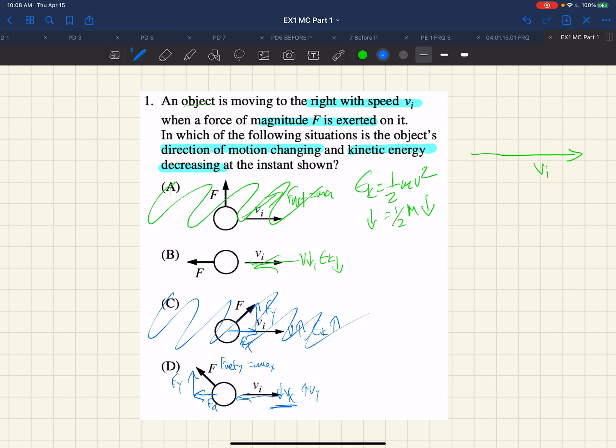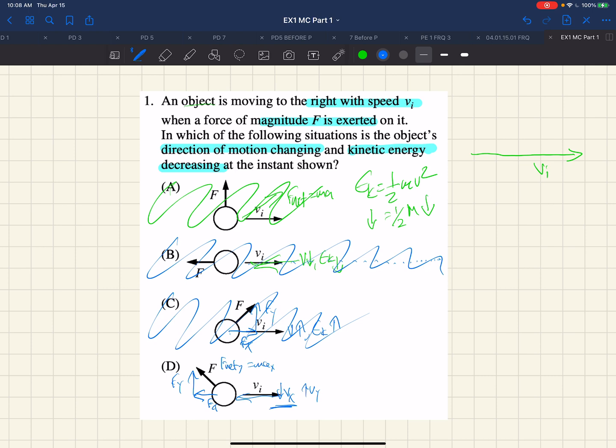Now let's look at the second part. We've narrowed it down to two choices, B and D. Let's look at the direction of motion. Clearly in choice B, there's not going to be any change in direction. It's just going to continue along this line and come to a stop. So it can't be choice B.